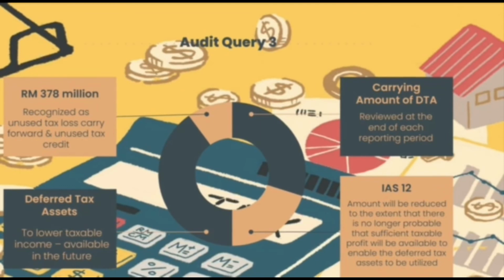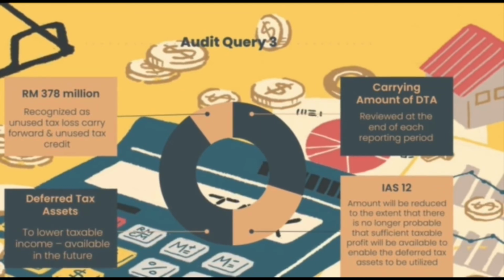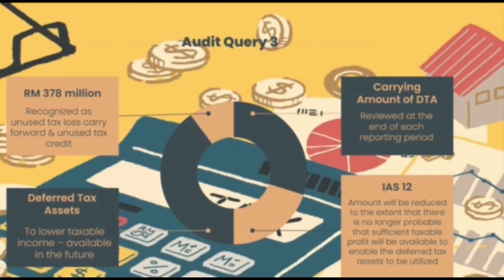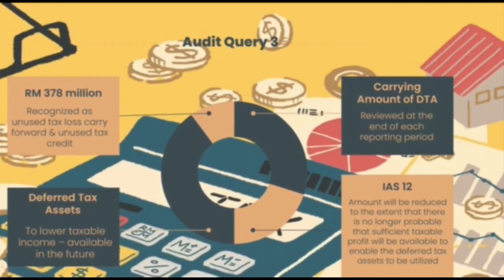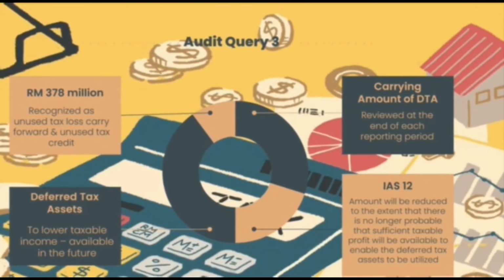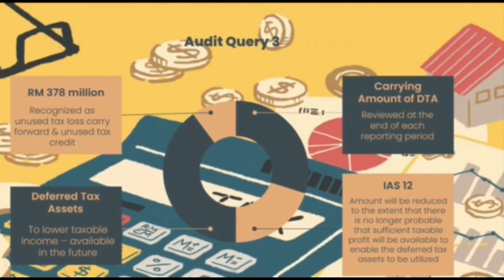Deferred tax asset of 378 million is recognized for unused tax losses carried forward and unused tax credits. Deferred tax asset will be used to lower the taxable income that is available in the future as the company is expected to gain income in the future.